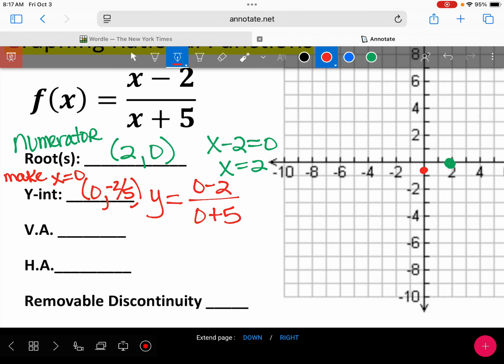All right, next is our vertical asymptote. Who remembers? Where do we find that? Denominator. So the denominator is your vertical asymptote. So I'm going to take that x plus 5, set that equal to 0, and I get x equals negative 5. That is my vertical asymptote. So if you have a different color, go ahead and draw that in.